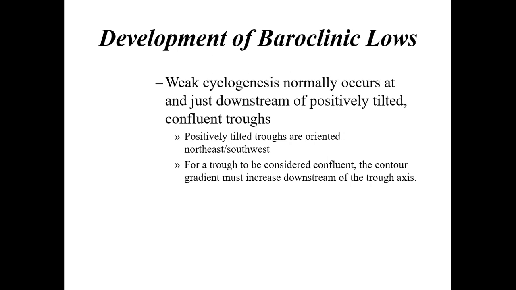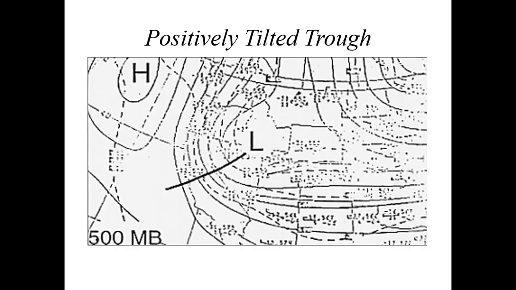Now, positively tilted troughs are oriented more northeast to southwest. In a lot of cases in the atmosphere, the majority of the cases are more positively tilted troughs. And for a trough to be considered confluent, the contour gradient, the height lines, must increase downstream of the trough axis. Let me show you what this looks like.